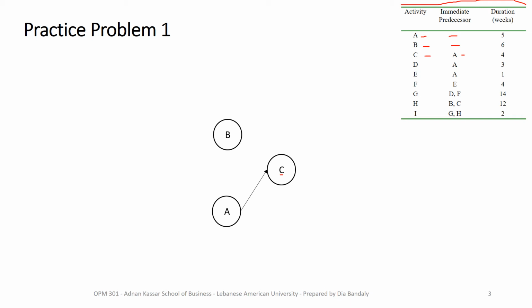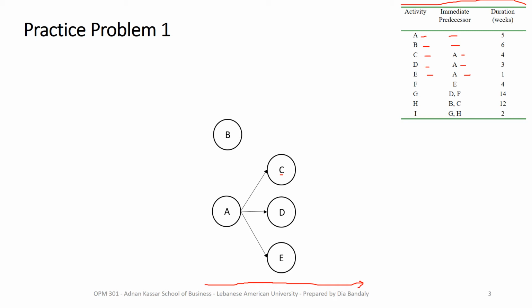And we agreed before that the time axis goes from left to right. Now activity D also has only activity A as its predecessor. So here we go, which means D and C, because they are not related, can happen at the same time. Activity E also has A as its predecessor. So here we go.